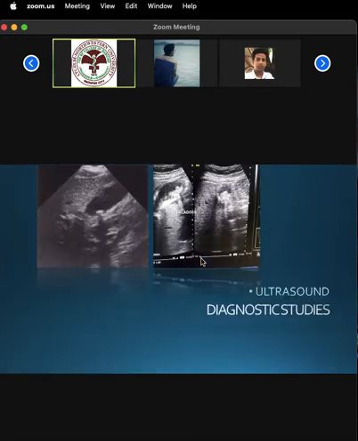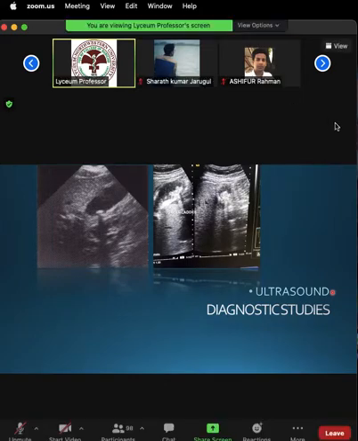so other diagnostic studies, the most commonly requested diagnostic procedure would be your ultrasound. It's usually the initial investigation requested by most physicians when faced with a patient with a probable hepatobiliary problem. Now, your ultrasound done by a good sonologist has a 90% sensitivity and specificity in identifying gallstones.